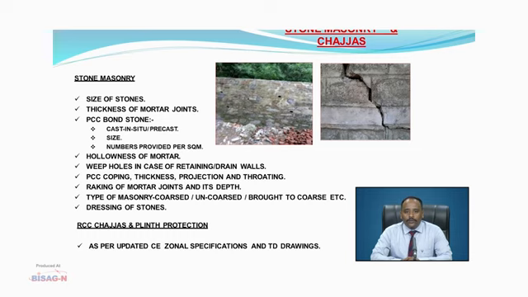Raking of the mortar joints and its depth have to be checked. Also, the types of masonry like the finish course, uncoursed, brought to course, etc. have to be checked while executing the job. Also, adequate impetus has to be given to dressing of the stones so that it brings in a uniformity and an aesthetic look to the overall project. The RCC chhajjas and plinth protection have the zonal specifications of the Chief Engineer Office and various TD drawings of the zone, which have to be followed while executing the job of RCC chhajjas and plinth protection.